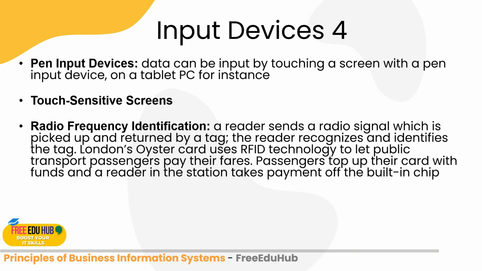Now we have radio frequency identification. We call them RFIDs as well. A reader sends a radio signal which is picked up and returned by a tag. The reader recognizes the tag. The London Oyster card uses RFID technology to let public transport passengers pay their fares. The passengers top up their card with funds, and the reader in the station takes payment off the built-in chip. You might have seen that RFID tags are available in different places. They are usually attached whenever you are buying something new for your family, or clothes from the market. It has an RFID tag attached to it.